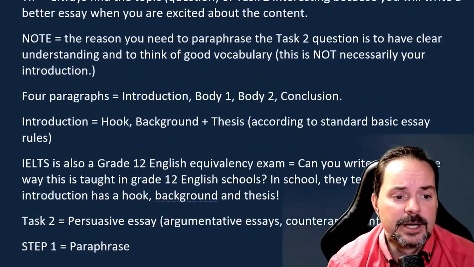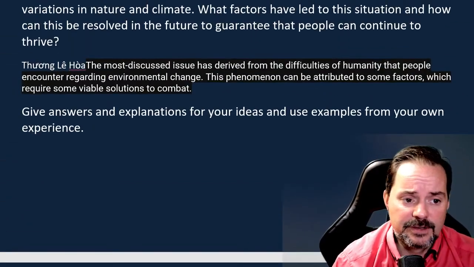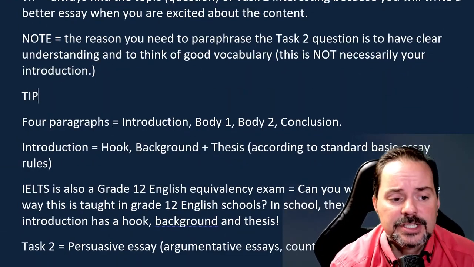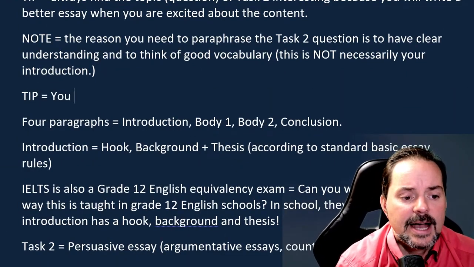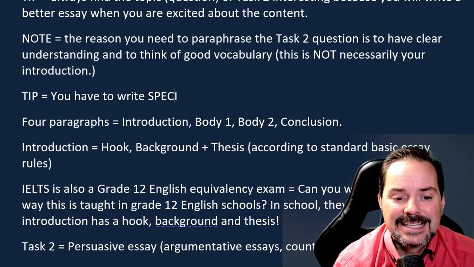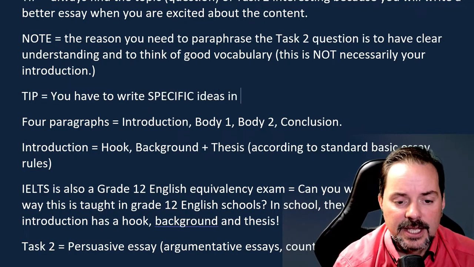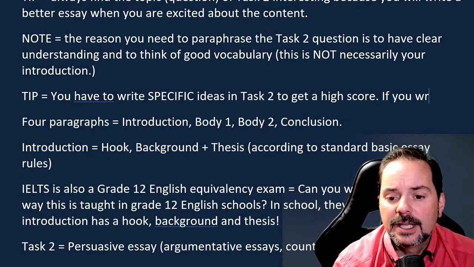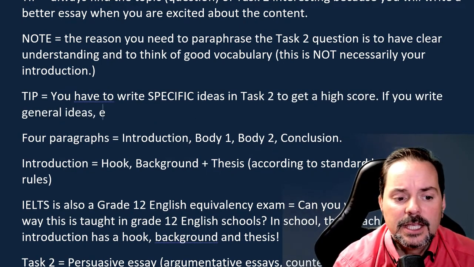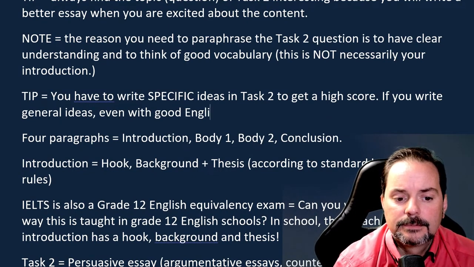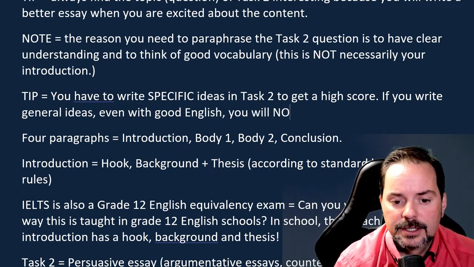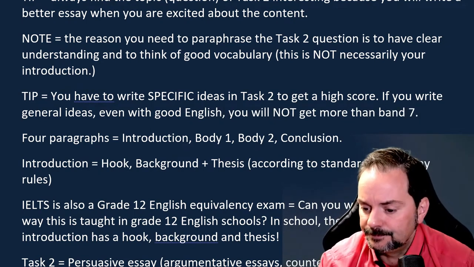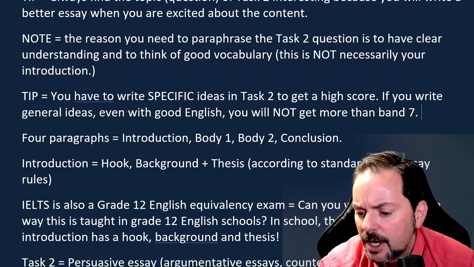This is an important tip, everybody. You only have about 250 to 300 words for the IELTS Task 2. So your answers have to be specific, okay? Tip, you have to write specific ideas in Task 2 to get a high score. If you write general ideas, even with good English, you will not get more than band 7, even with perfect English. Okay, all right. Very good.